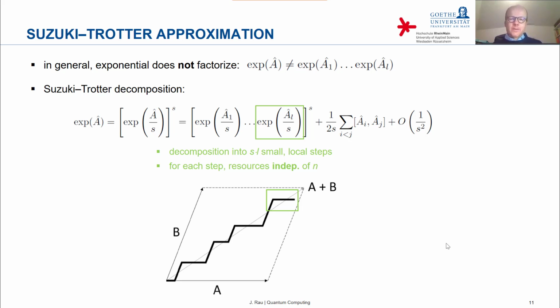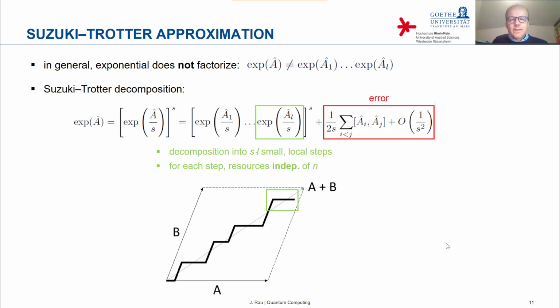And of course, the overall resources would then scale with S times L. And we have yet to see how S times L scales with n. This leads us to the next step, namely considering the error. This is an approximation, so we are not aiming at an exact calculation, but we want to simulate our quantum system, our n-particle system, to a good enough approximation.